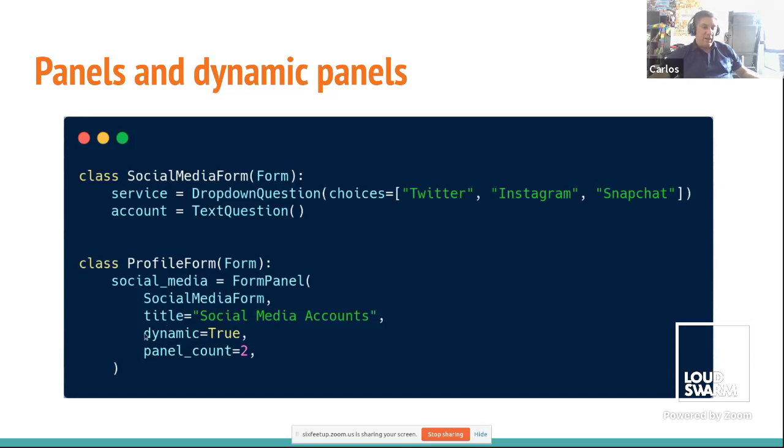And the dynamic thing means that the user can add as many social media platforms as desired. So for each one, he or she will get another opportunity to add a media and the text. So as you can see, it's pretty easy to define a panel and use it.